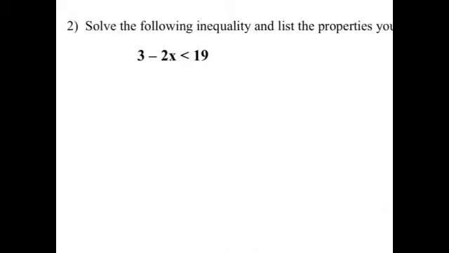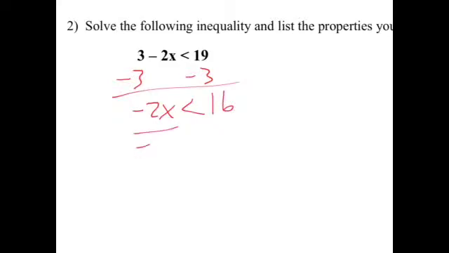Moving on to 2, we need to solve the inequality and list the properties we use along the way. Okay, well let's solve it first and then write out the properties. So I'm going to subtract 3 from both sides, just right at the start, to get negative 2x less than 19 minus 3, which is going to be 16. I am now going to divide both sides by negative 2. And when you do that, you need to make sure you change the direction of the inequality in the middle. 16 divided by negative 2 is going to be negative 8.